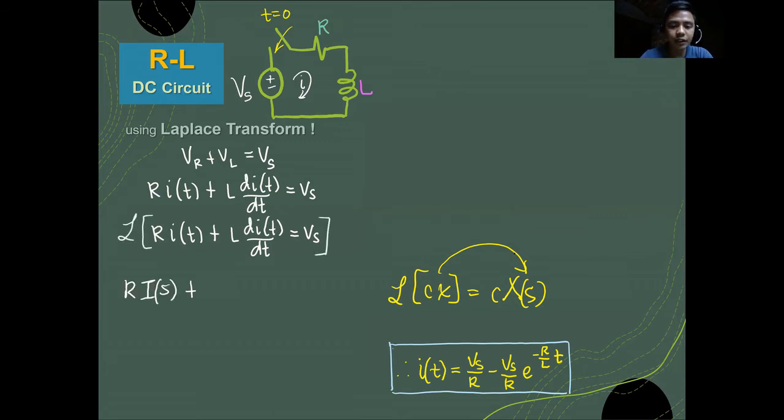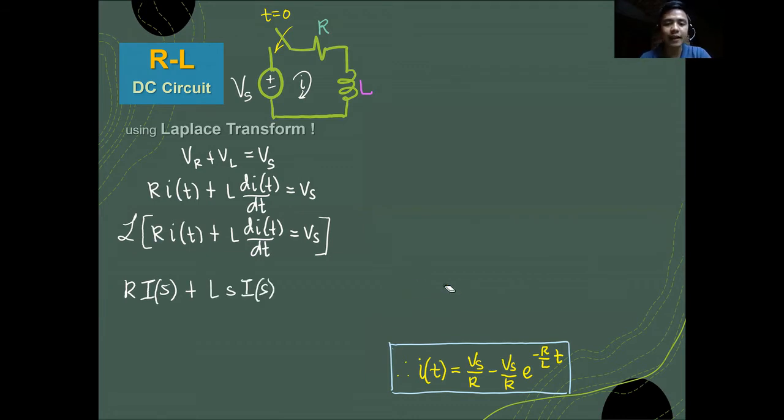And then for the derivative, you can recall from the table, you have L{...} with s. s is somehow like a variable, like a frequency. Later on we will learn what s is in a physical sense. And then it's equal to Vs over s. Now, saying Vs is a constant, therefore Vs over s. So s is a variable.